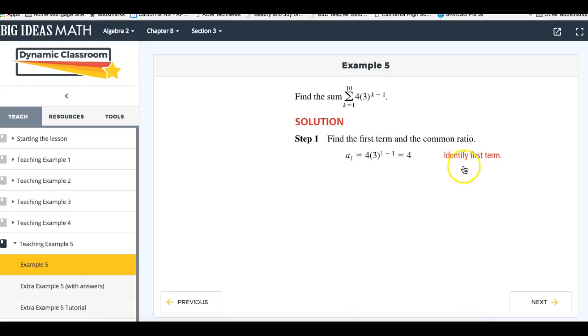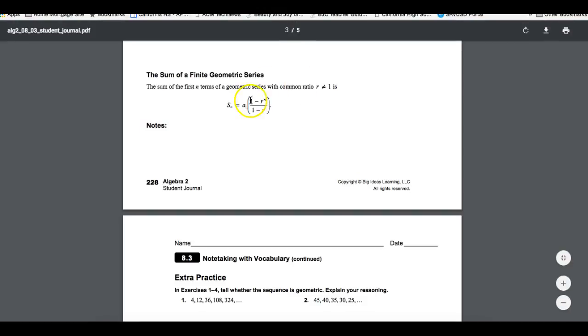So in here, our first term is just whatever we get when we plug 1 in here. So we take 1, plug that in for k. So we get 1 minus 1, that's 0. So we get 4 times 3 to the 0 power. Remember, anything to the 0 power is just 1. So we get 4 times 1. That equals 4. So our first term is equal to 4. That's helpful because, again, we need a sub 1 in our formula.